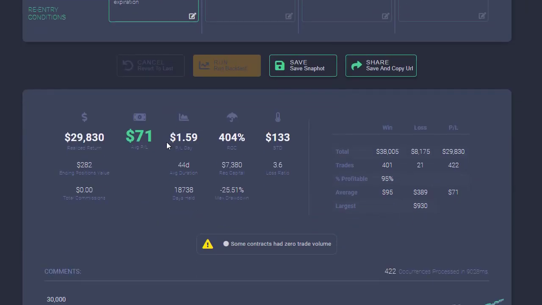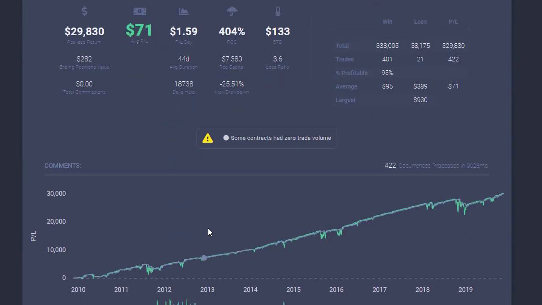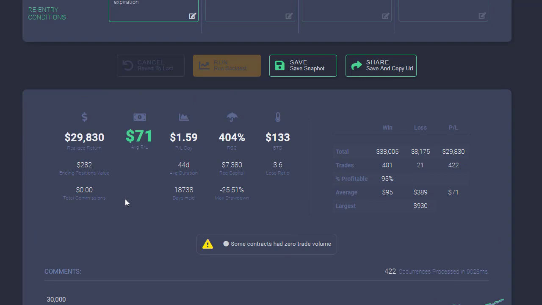All right, so let's look at the SPX version. You can see it's very, very similar. Obviously, you made a lot more money, but it requires more money. The return on capital was actually a lot higher. So in this case, you needed $7,000, $8,000.